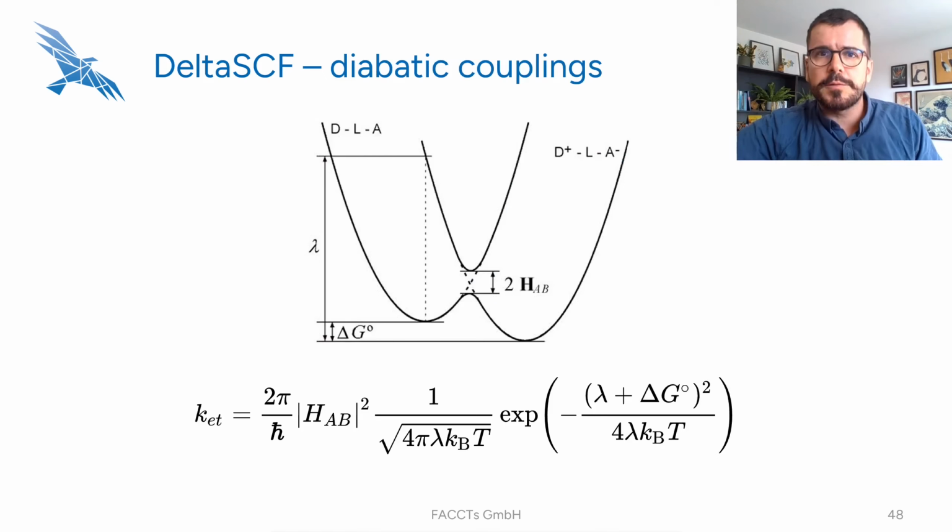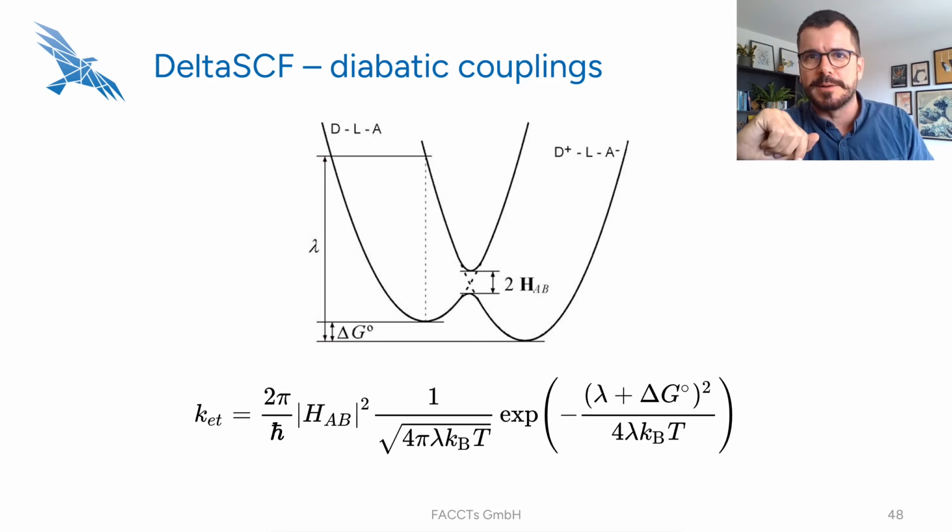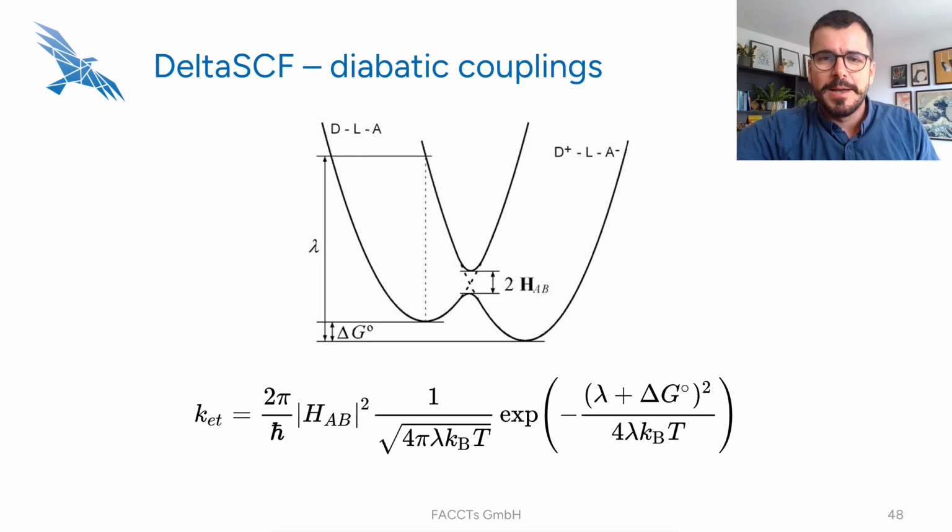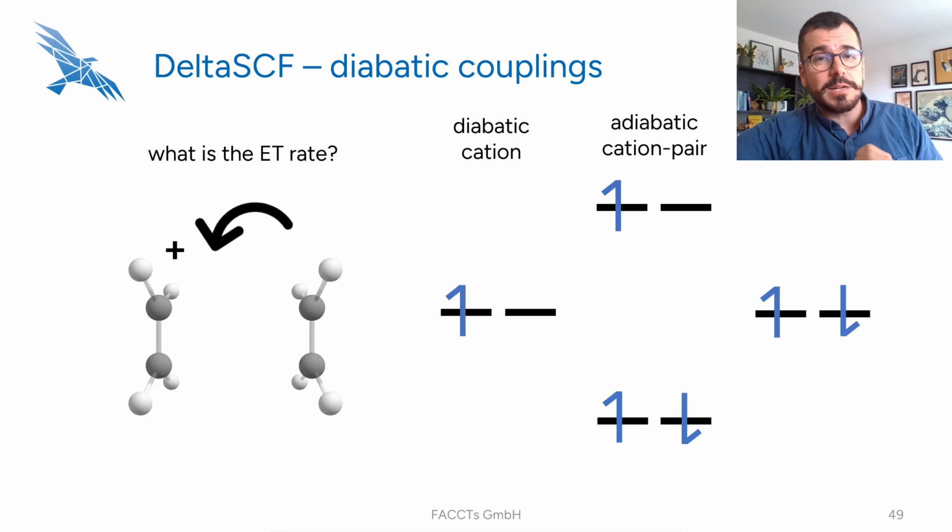It's also really cool for diabatic couplings. I'm not explaining too much, but if you know about Marcus theory, you know that everything in that equation is relatively easy to compute, except for the HAB there, which is the diabatic coupling. But you actually can compute that with DeltaSCF if you use something called the generalized Mulliken-Hush theory.